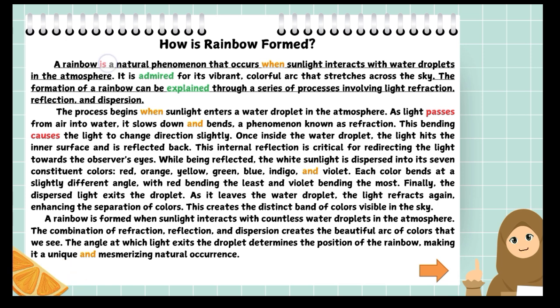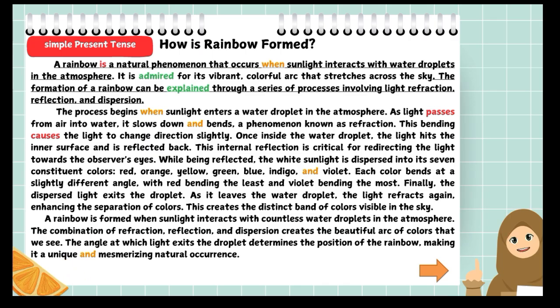After understanding the structure of the explanatory text, next Miss will explain the language features found in this text. First, in the explanatory text, the simple present tense is used with the sentence pattern subject plus verb 1 plus object and subject plus verb 1 plus s or es plus object. Examples in the text are is, cause, and passes, or a rainbow is a natural event that occurs when sunlight interacts with water droplets in the atmosphere.